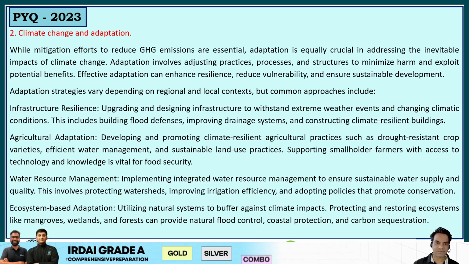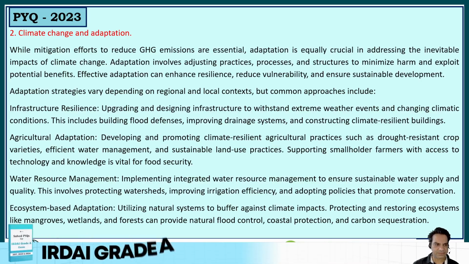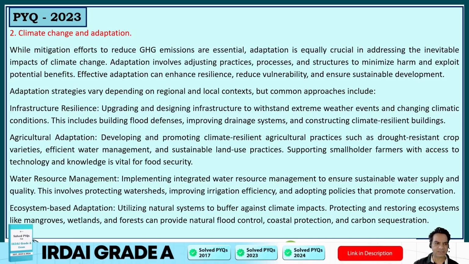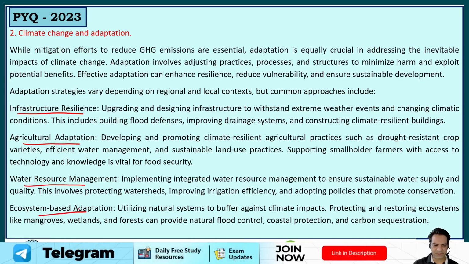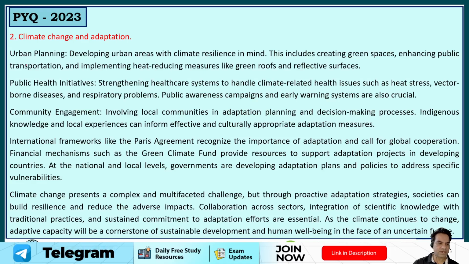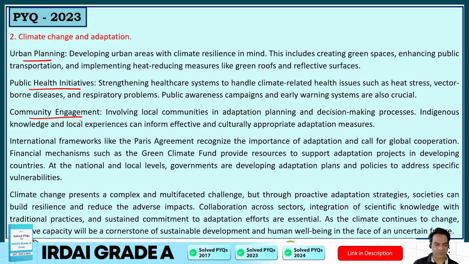Then mitigating efforts to reduce GHG gases are essential, and to address this, government and stakeholders need to play a crucial role. Adaptation strategies include infrastructure resilience, agriculture adaptation, water resource management. All this could have been discussed under the adaptation plan and mitigation: water resource management, ecosystem-based adaptation. Then urban planning should be discussed. Public health initiatives, community engagement, so that everyone participates, could have been mentioned.